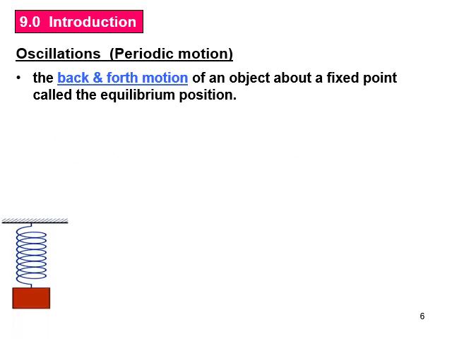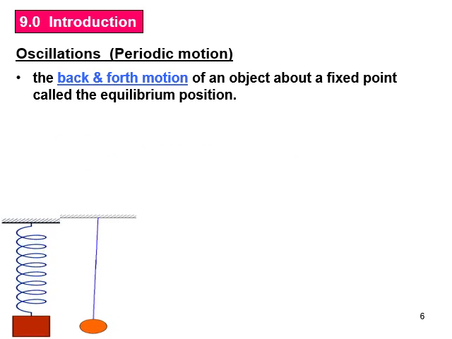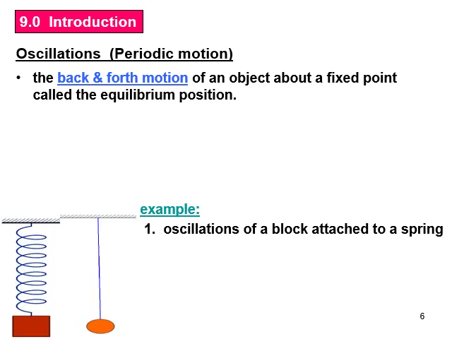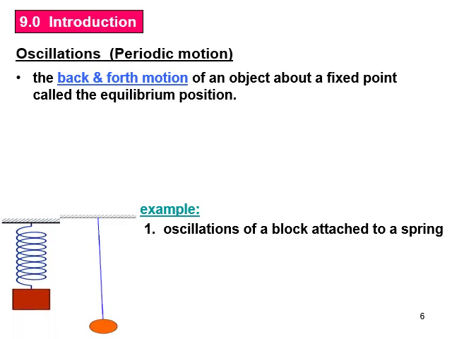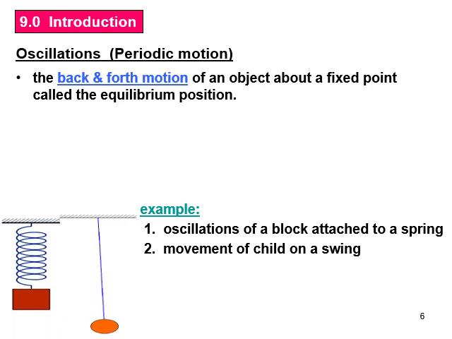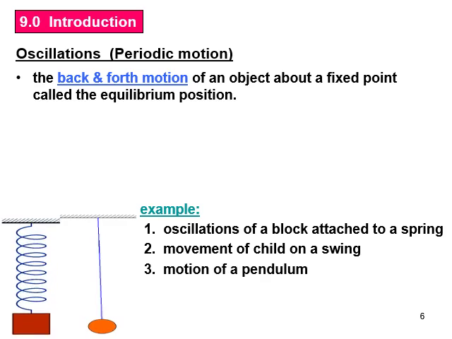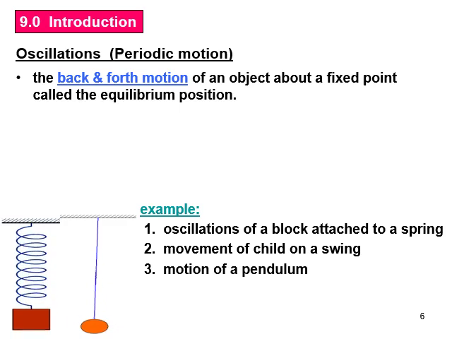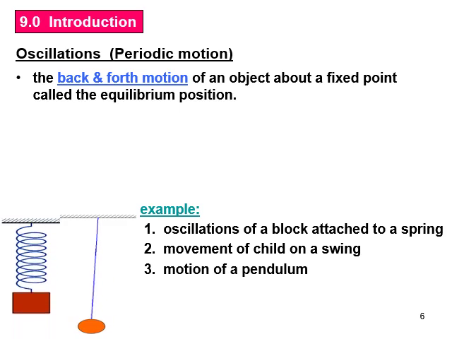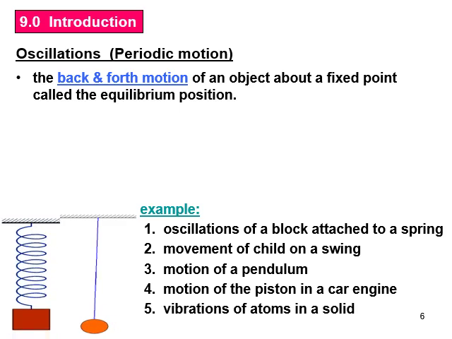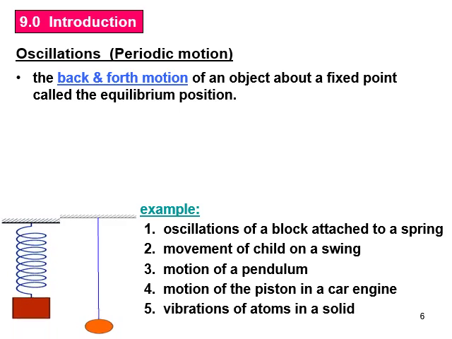This animation is an example of simple harmonic motion. This one is oscillation of a block attached to a spring. Number 2, movement of a child on a swing. 3, motion of a pendulum. This one is the motion of a pendulum back and forth. The fourth one, motion of the piston in a car engine. The last one is vibration of atoms in a solid.